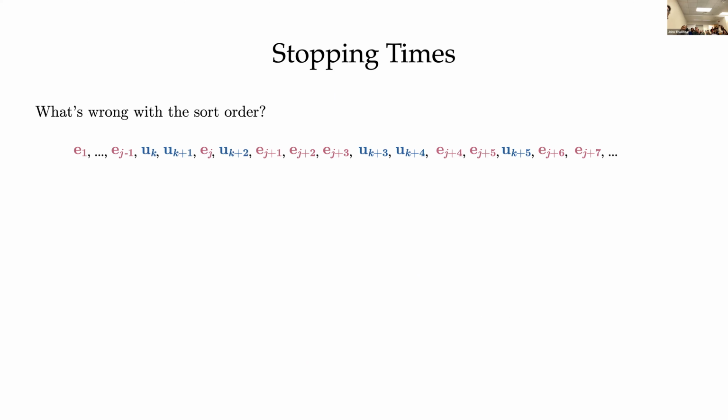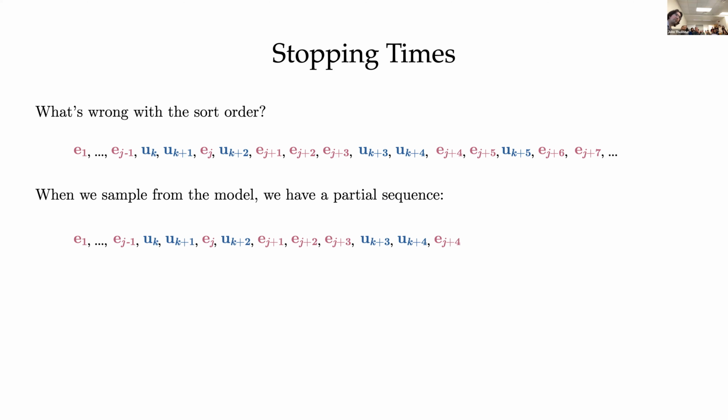I wonder if the title of this slide gives a hint. So what's wrong with sort ordering these sequences? Let's think about what we want to have happen when we sample from the model. I have a partial sequence, a prefix up until this event, E_{j+4}. And now it's an autoregressive model. I want to keep on building up the sequence, so I'm going to sample the next value in this sequence.